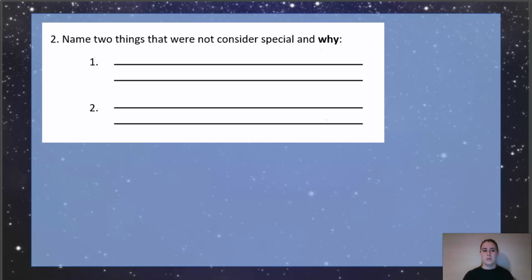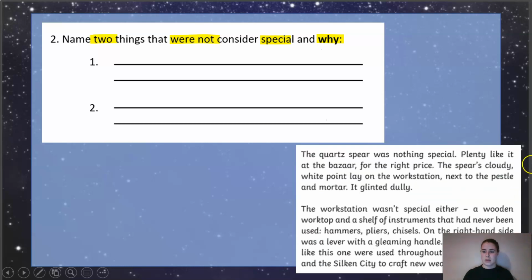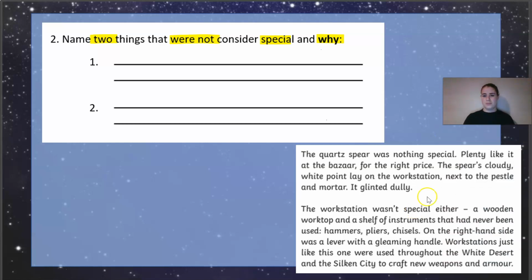I need to think to myself, what does the question need me to look for? I need to look for 2 things, but what 2 things? Well, 2 things that were not considered special. First of all I need to find those 2 things, but I then need to do something else because I then need to explain why. So I'm going to go and find the part of the text that mentioned the special things or the not so special things that were in the warehouse. Okay, so here is the text.